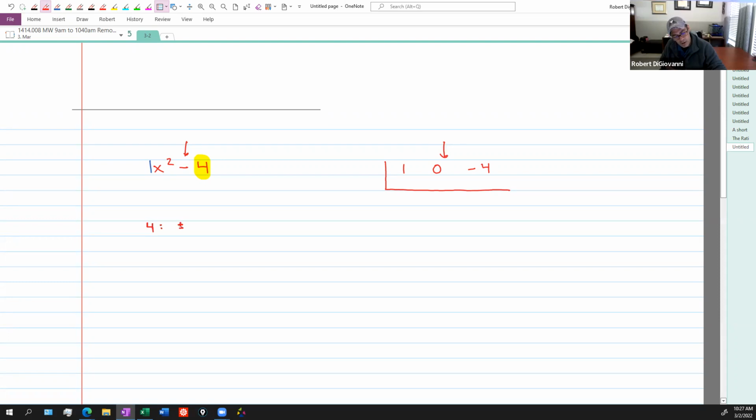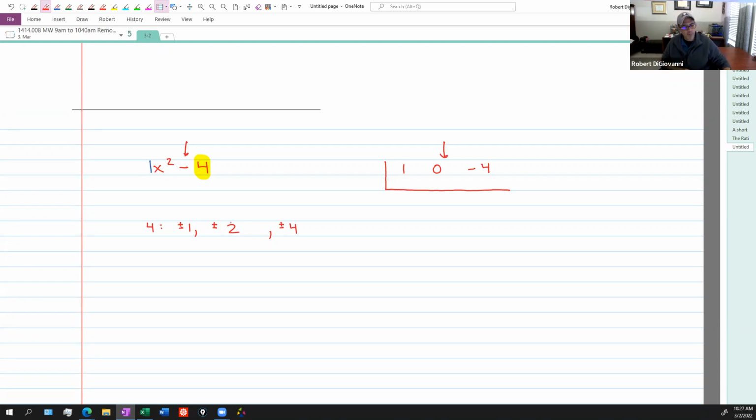So I'm going to write it this way: ±1, and I'm going to put the ±4 here on the end. And then I also know that ±2. I don't have to write 2 twice. Even though it's 2 times 2, I only have to write the 2 one time. So those are the only numbers that divide into 4 evenly, is basically what we're asking.